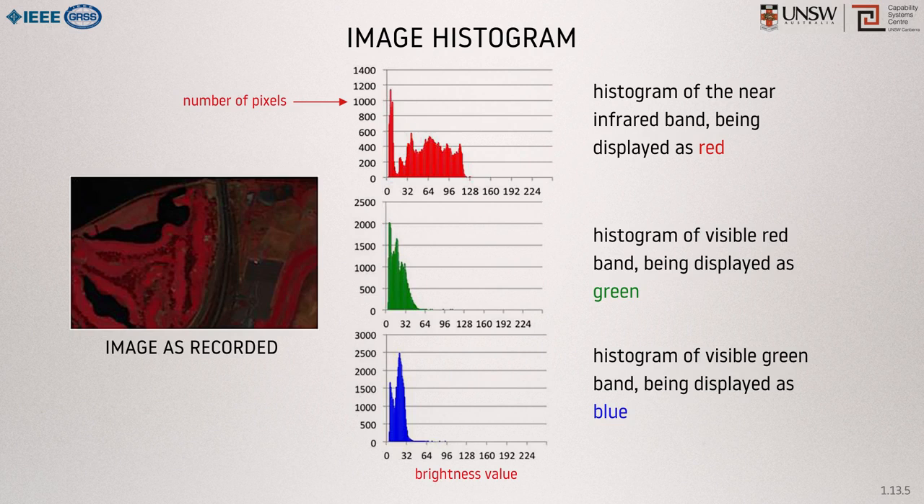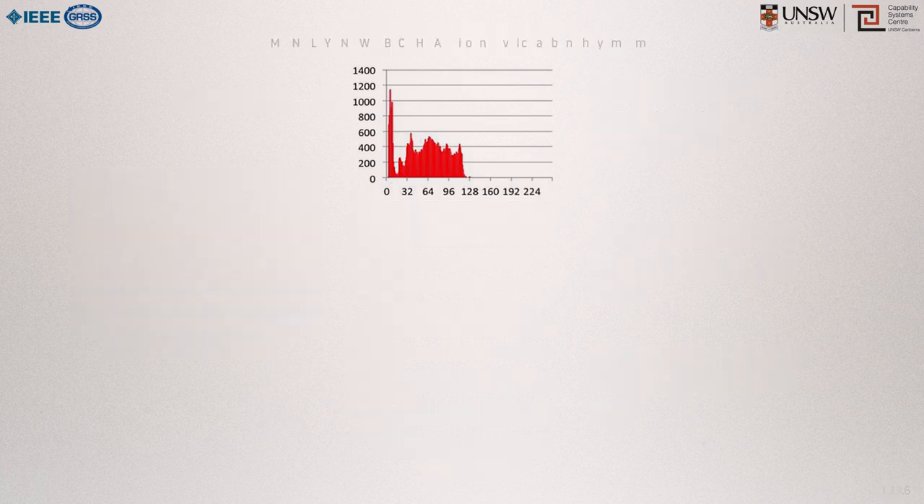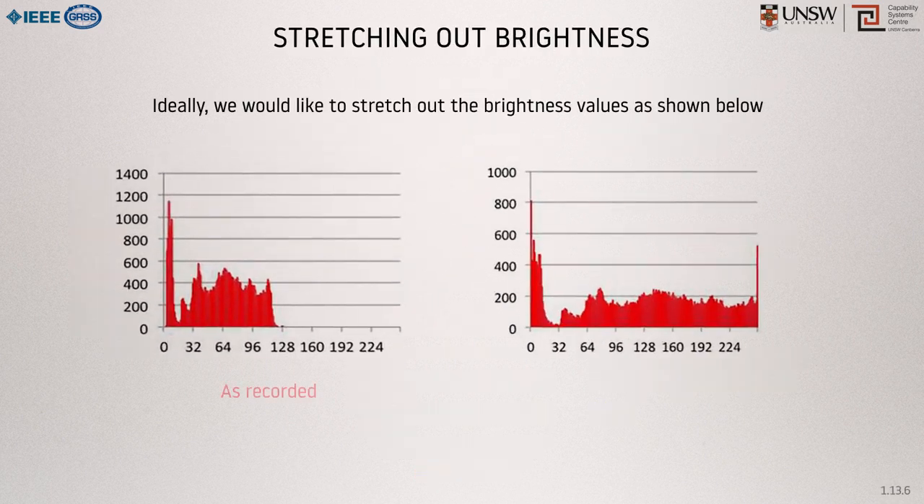Note that while each histogram commences close to the lowest brightness value in each case, that is 0, the upper extremities of the histograms are well short of the maximum available brightness of 255. Ideally, we would like the histograms to cover the full range of brightness. If we could stretch out the histogram, as shown here, so that it covers the full brightness value range, we would have an image with much better contrast, as we will now see.